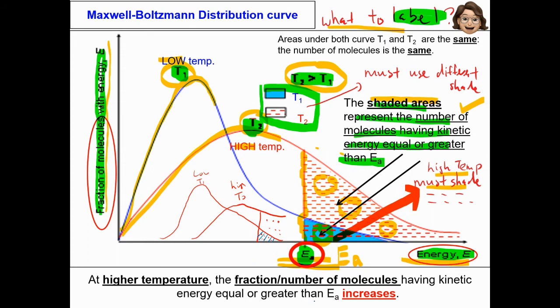So these are the parts that I want to emphasize for the Maxwell-Boltzmann distribution curve. For the explanation part, please refer back to your notes. That's all.